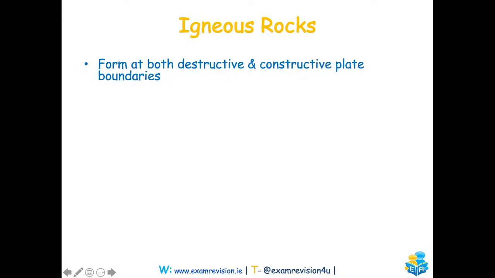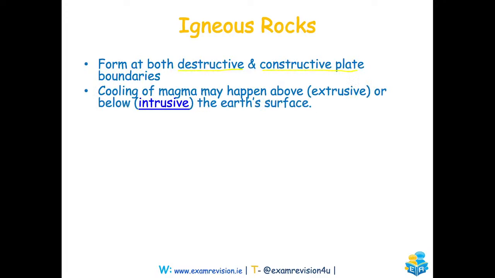Igneous rocks are formed at both constructive and destructive plate boundaries. The cooling of magma may happen above the ground, in which case it's known as extrusive, or below the ground, in which case it's known as intrusive.